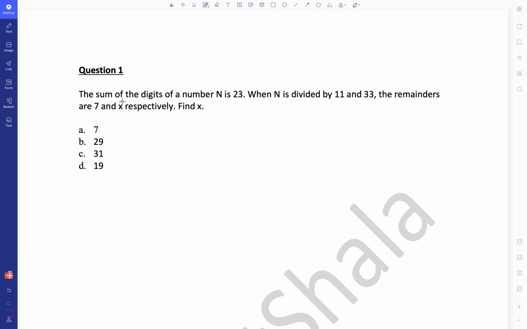So the first question says the sum of digits of a number is 23. When divided by 11 and 33, remainders are 7 and x respectively. So we know that the sum of digits is equal to 23 and the remainder with 11 is 7, and we are supposed to find the remainder of n with 33.